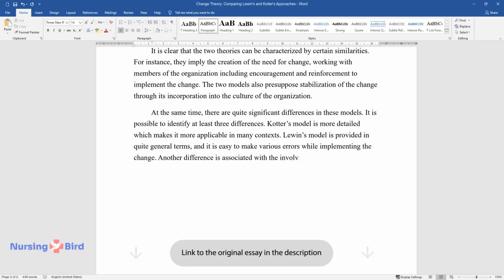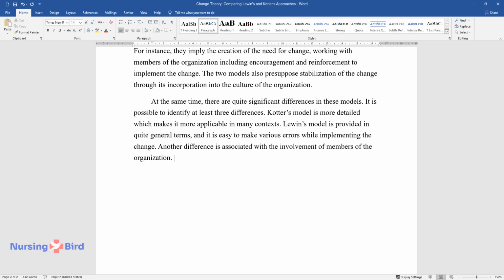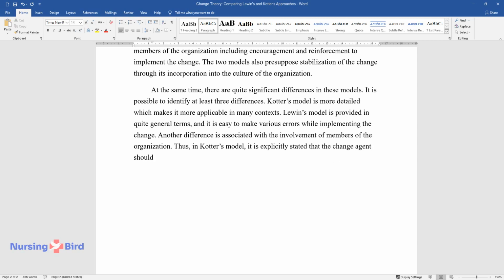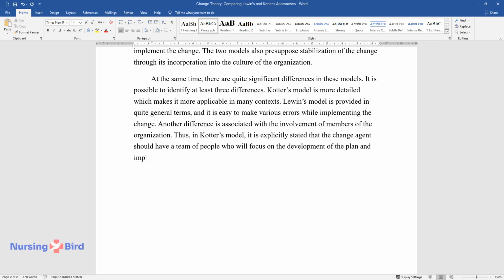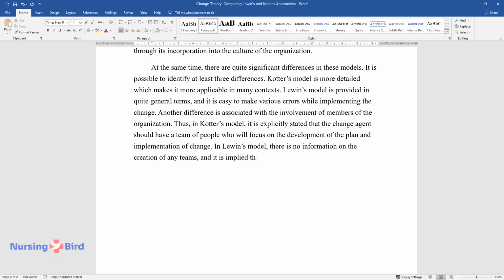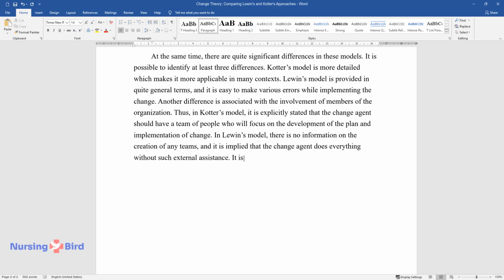Another difference is associated with the involvement of members of the organization. Thus, in Kotter's model, it is explicitly stated that the change agent should have a team of people who will focus on the development of the plan and implementation of change. In Lewin's model, there is no information on the creation of any teams, and it is implied that the change agent does everything without such external assistance.